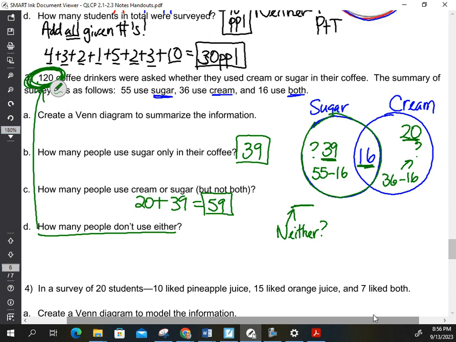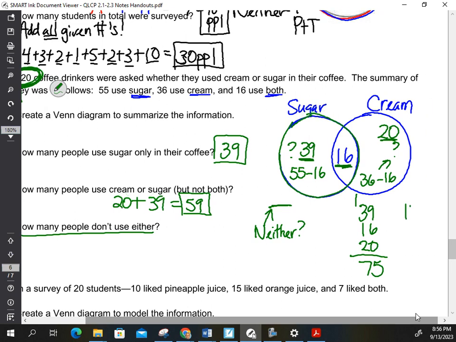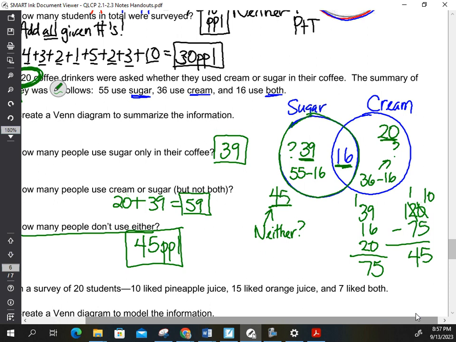Since everything has to add up to 120, 39, 16, and 20, 1, 4, 5, 7, that's 75. So 120 minus 75 gives you 45. So your neither is 45 people. That's it. It's all said and done. Problem's over, because everything in the end has to add up to 120.